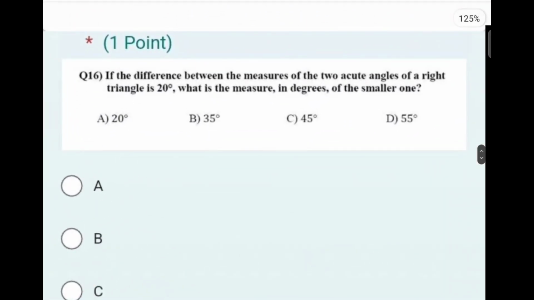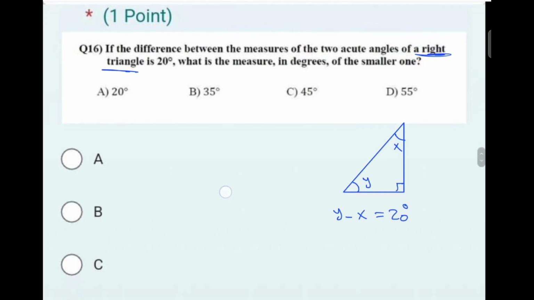This question: if the difference between the measures of the two acute angles of a right triangle is 20 degrees. So let's first draw a right triangle. Let's call one angle x and the other y. These are the two acute angles. They say that the difference y minus x is equal to 20 degrees. What is the measure in degrees of the smaller one?